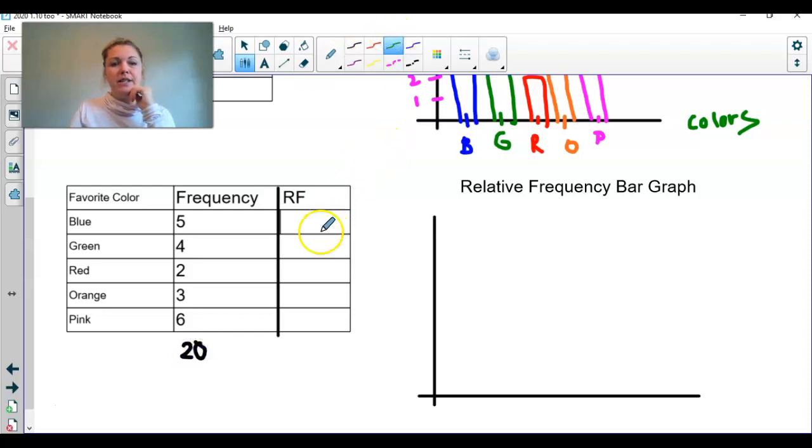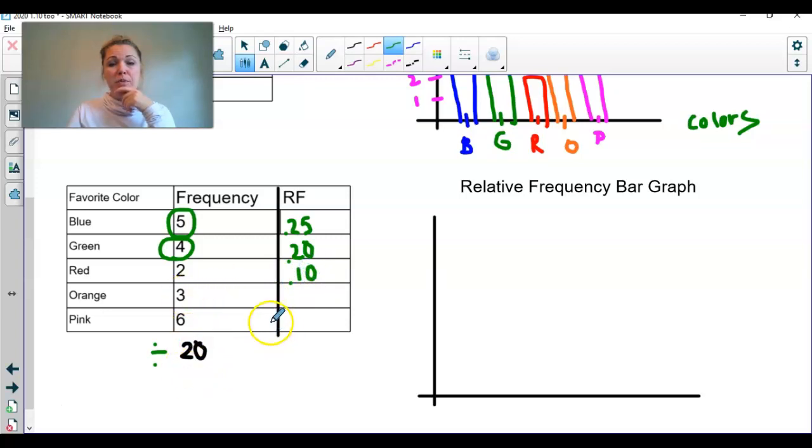The next thing I need to do to get the relative frequency, I need to take this 5 and divide it by 20. When I take 5 and divide it by 20, that's going to give me 0.25 in my calculator. I'm going to do the same for 4 divided by 20. That gives me 0.20. 2 divided by 20 is 0.10.